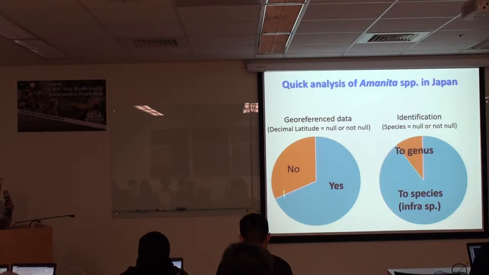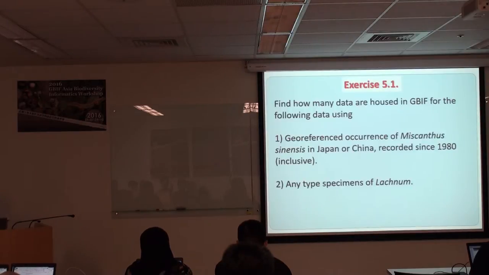So this is a small, very quick analysis about Miscanthus species, but if you have the data at hand, you can do that by yourself using Excel. If you are interested in how to do it, maybe I can show you. But right now I'd like to concentrate on some other examples of using the filters.